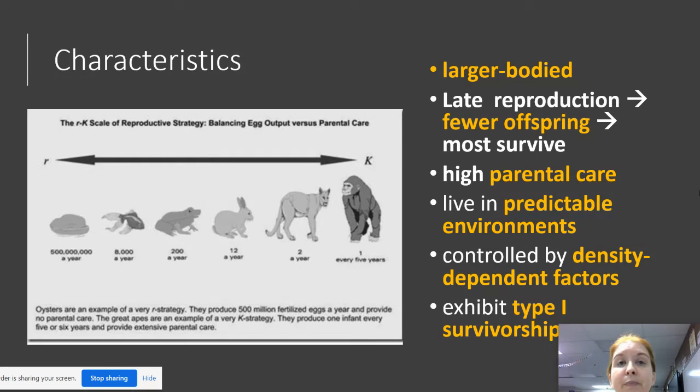Late reproduction. So we don't reproduce until puberty at earliest. So we're 12, 13, 14 when you're even able to have a child, and hopefully a little bit later than that before you actually get started. Much fewer offspring. You have 1 to 2 at a time, usually just one. But because you're taking care of them with that high parental care, most of them are going to survive.